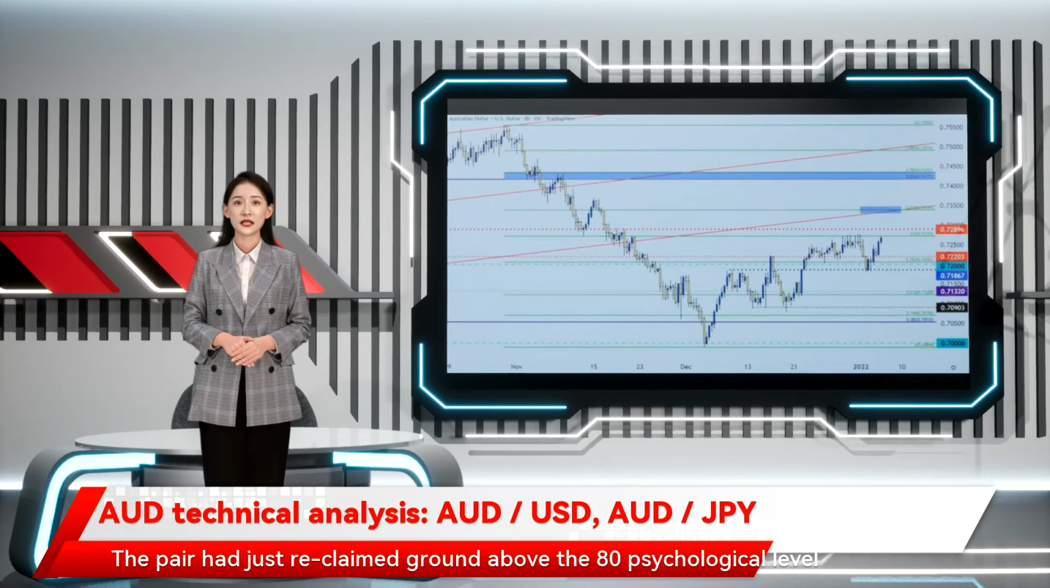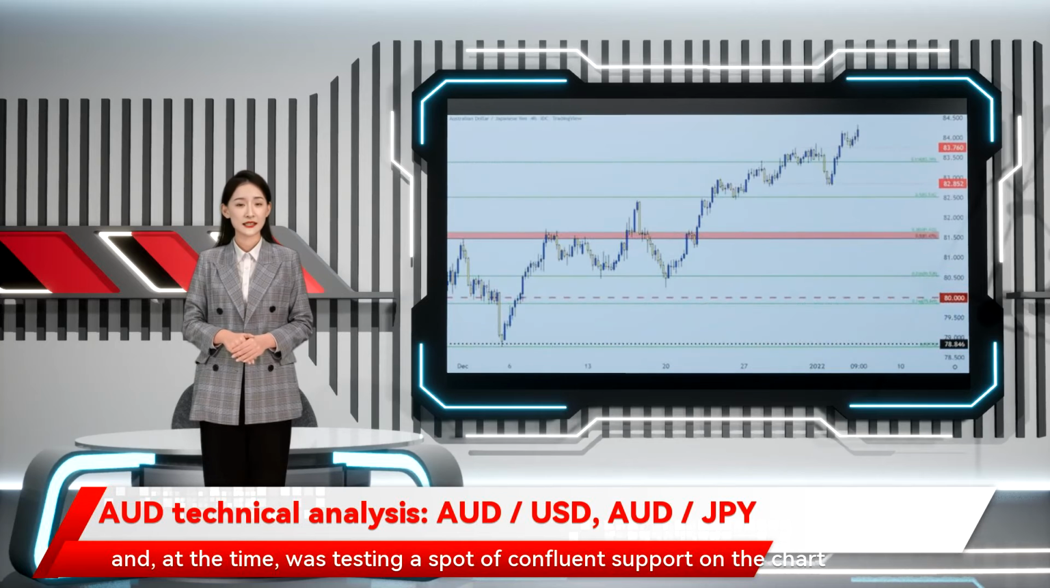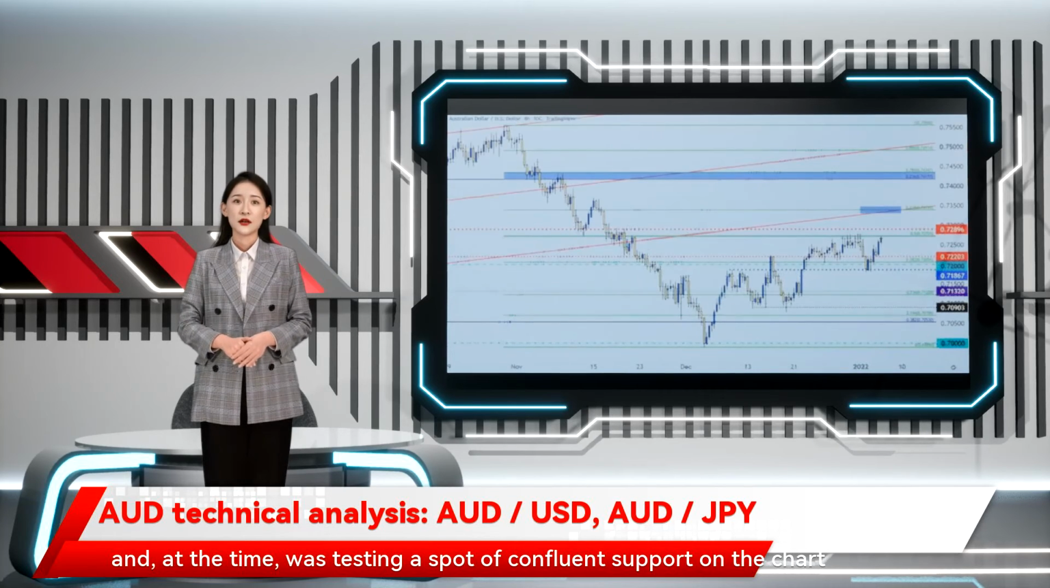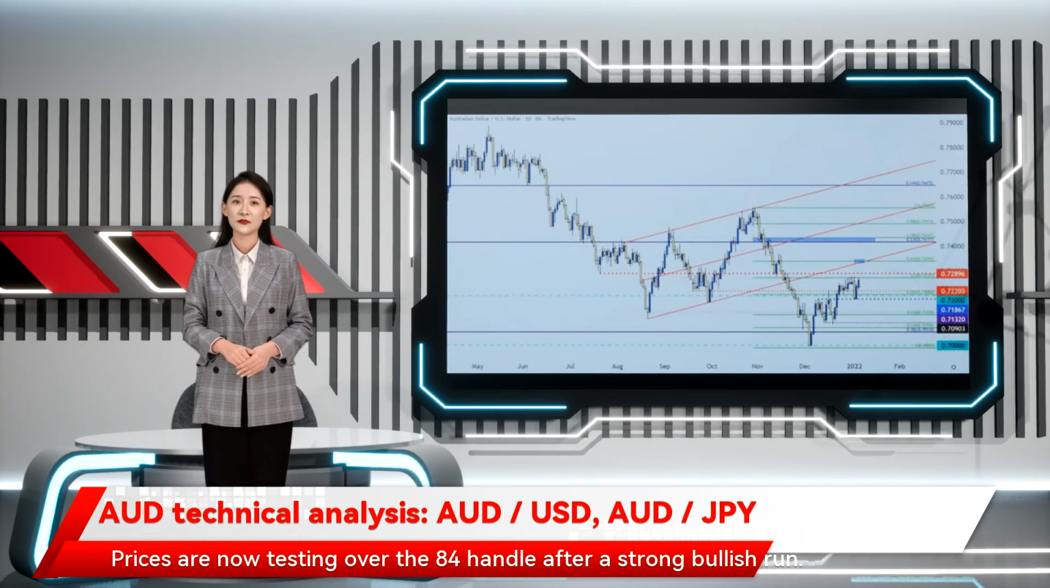The pair had just reclaimed ground above the 80 psychological level and, at the time, was testing a spot of confluent support on the chart around the 81.50 area. Prices are now testing over the 84 handle after a strong bullish run.